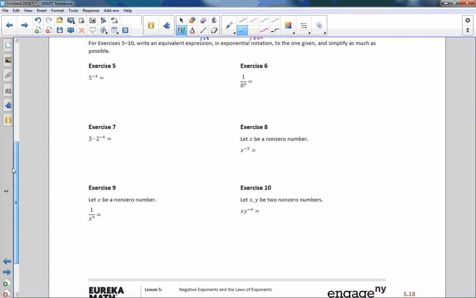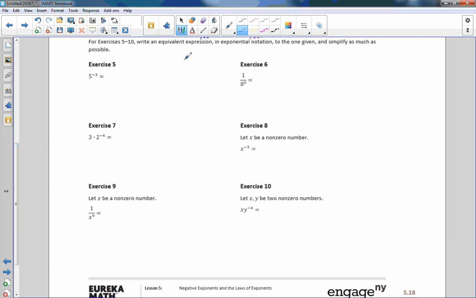Okay, now for exercises 5 through 10, write an equivalent expression in exponential notation to the given one and simplify as much as possible. Okay, so try these on your own. Pause the video, come back and see how you did.